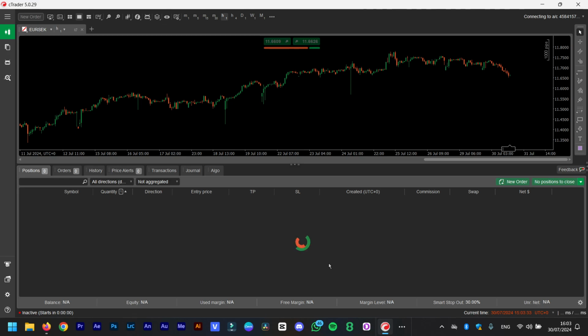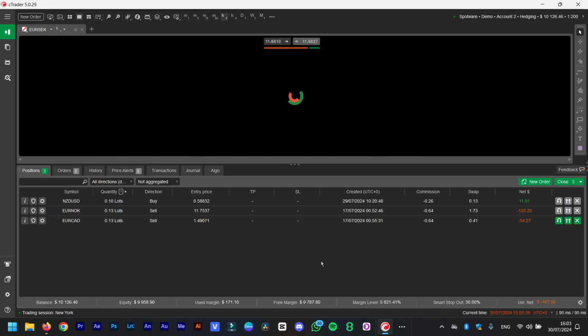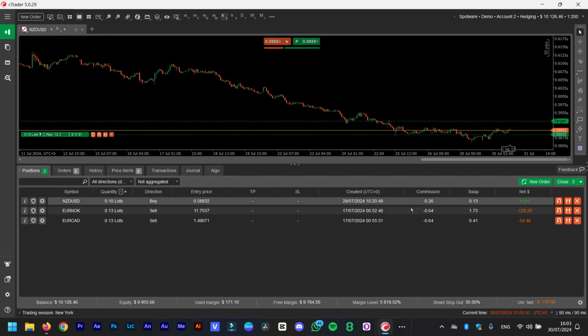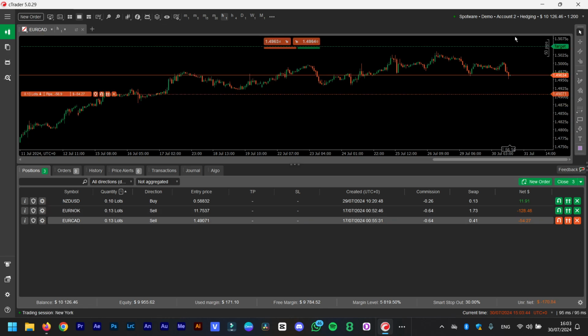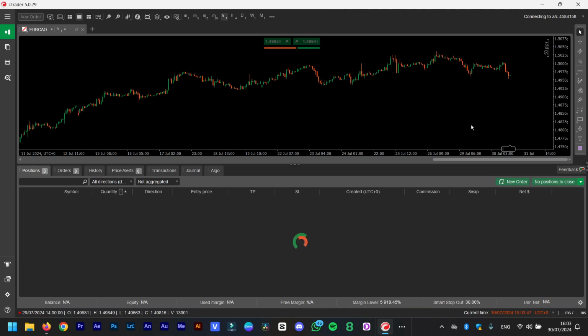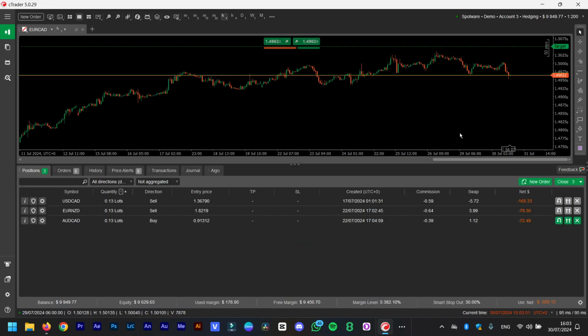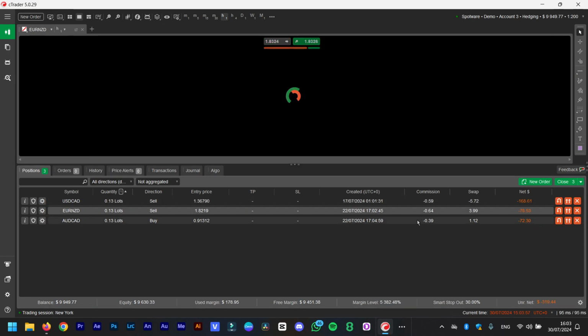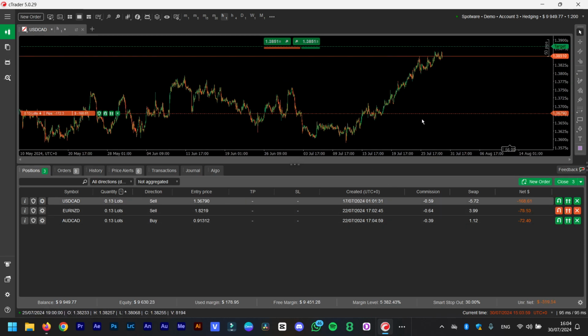Account number 2. Same thing, $11. I mean, positive. There's really not much to do here. Really not much to do here as well. Account number 3. Okay, all trades going negative, but I have a margin of almost 6,000%, so I'm just gonna wait as well.